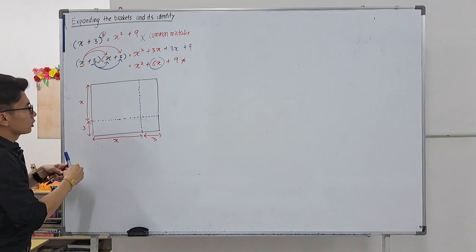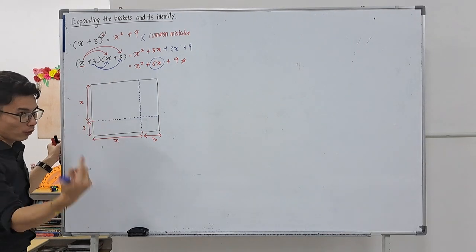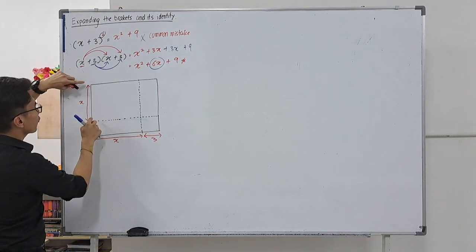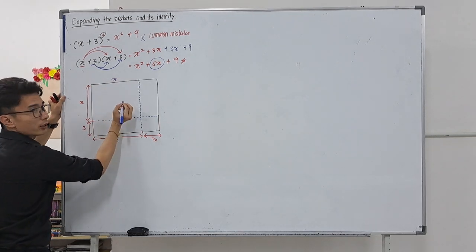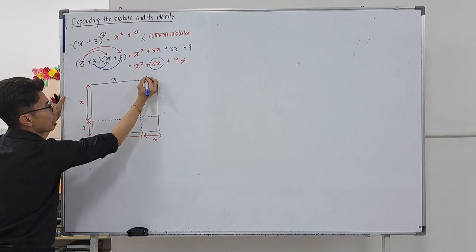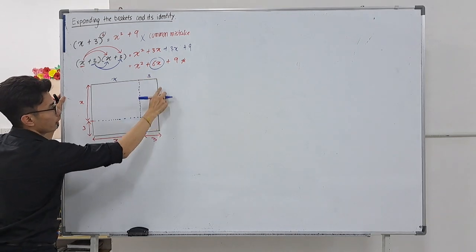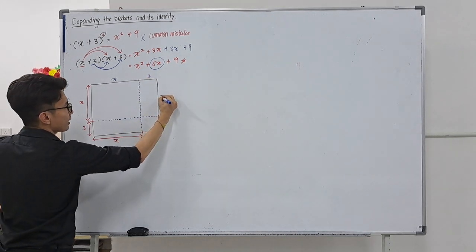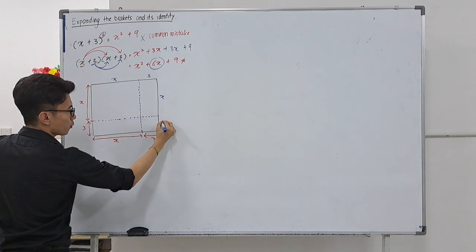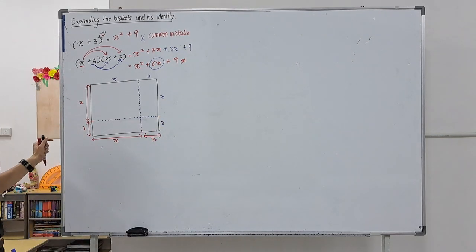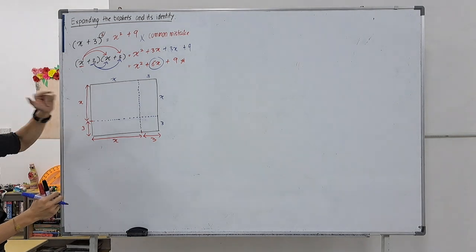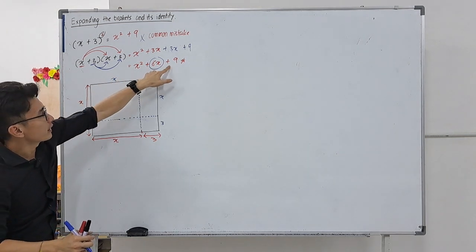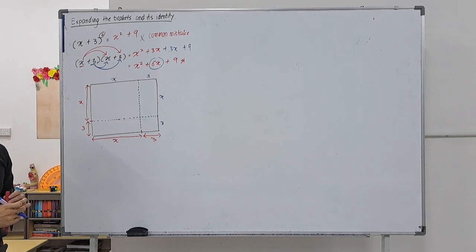So what do I have here? If you can work together with me, this length from here all the way to here should be x, from here to here should be 3, here to here should be x again, and from here to here should be 3. All right, so what's next over here? I'm going to show you where all these guys are in this picture.